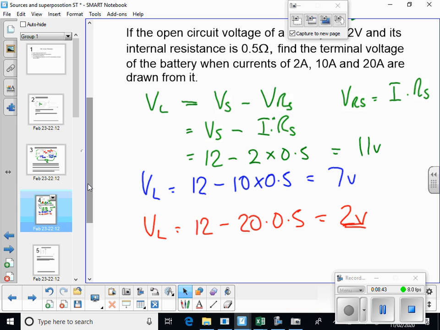You could model it in a simple way by imagining that as it discharges, its internal resistance is getting bigger, so the terminal voltage is dropping, and eventually it drops to a point where it won't operate your iPod anymore or your phone.